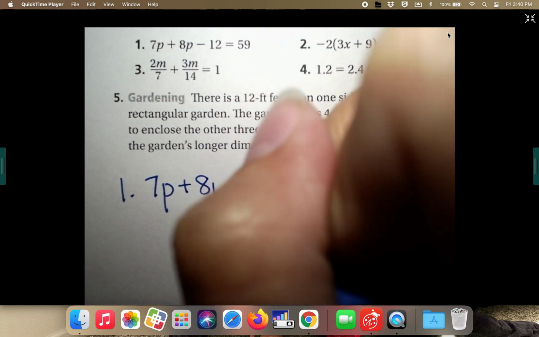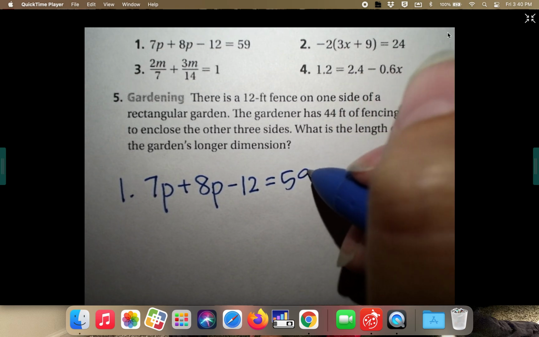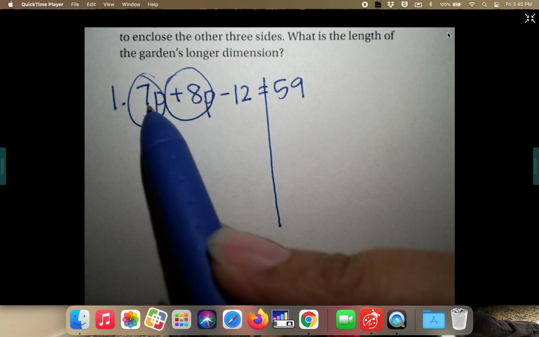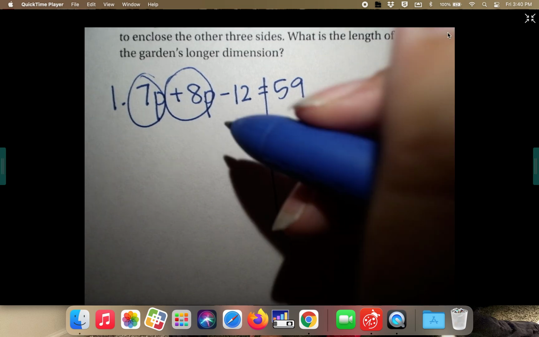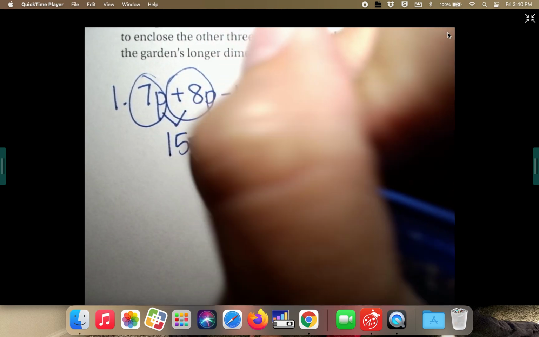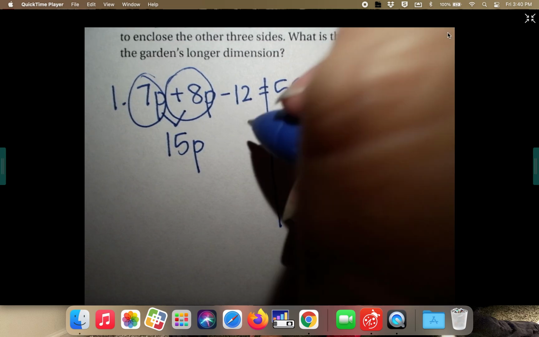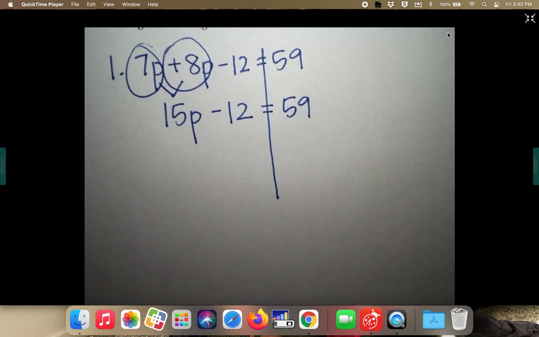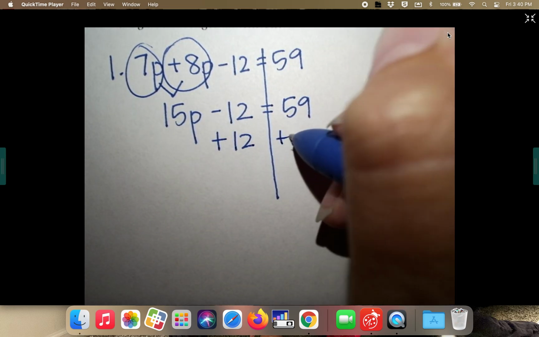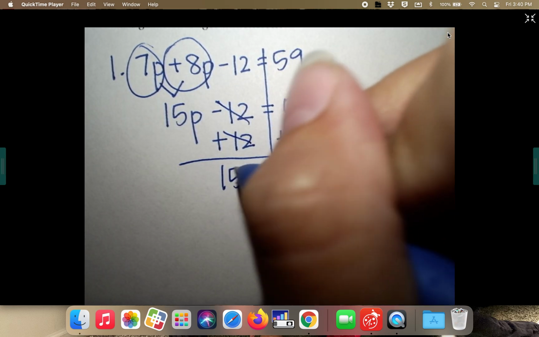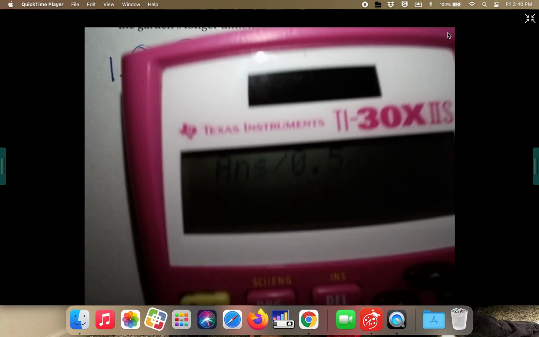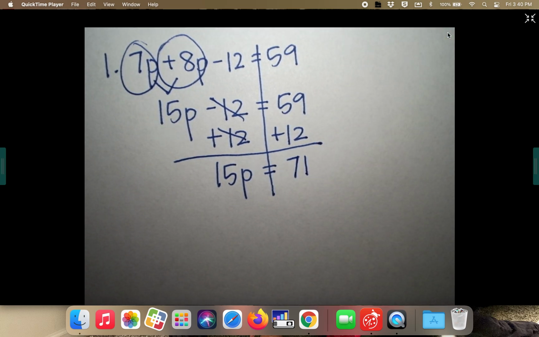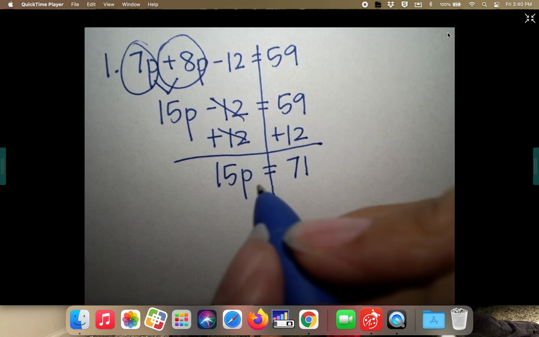7p plus 8p minus 12 equals 59. Remember, like terms can go ahead and be added or subtracted, whatever it says. It says 7p plus 8p, so 7 plus 8 is 15p. I'm going to bring everything else straight down, so minus 12 equals 59. And now it's a basic two-step equation where I add 12 on both sides, bring down 15p, 59 plus 12 is 71. And the last step is I'm going to divide both sides by 15.